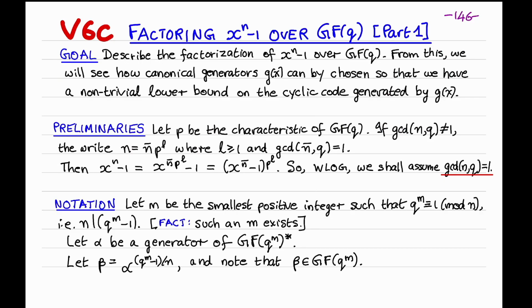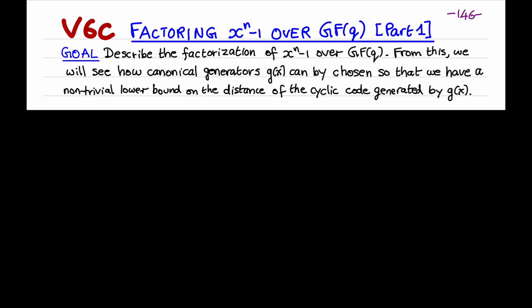The goal of this lecture is to describe the factorization of x^n - 1 over GF(q). By describe, I mean that we'll determine how many irreducible factors x^n - 1 has over GF(q), the degrees of these irreducible factors, and also the roots of these irreducible factors. This is relevant to this chapter because we saw in Chapter 5 that the canonical generator for a cyclic code of length n over GF(q) is a monic divisor of x^n - 1.